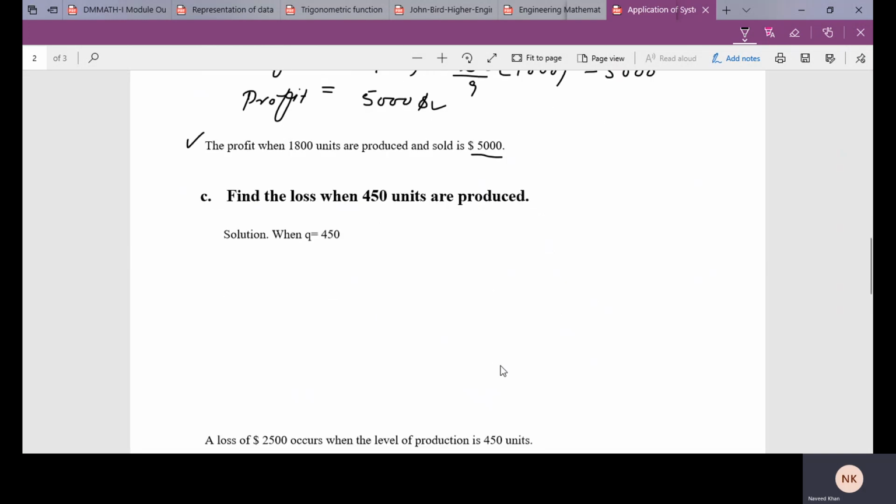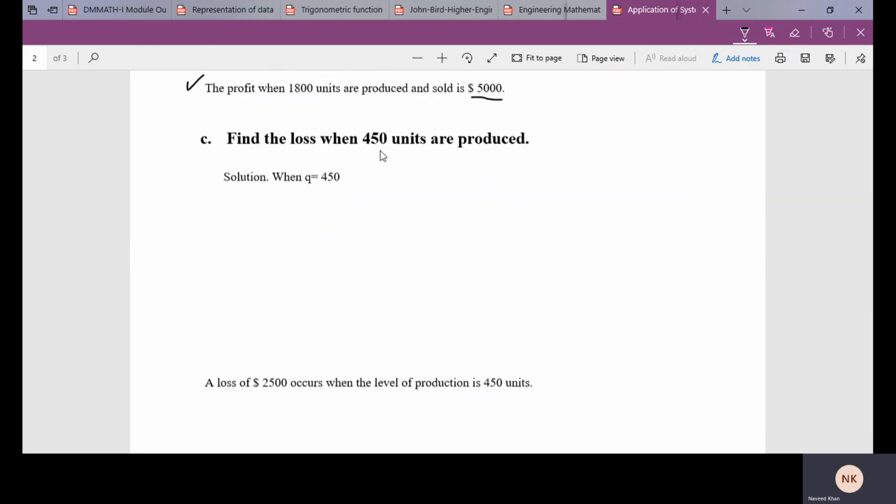Now in part C, we need to find the loss when 450 units are produced. It means that Q is equal to 450. So loss is equal to a negative profit. So the formula is total revenue minus total cost. So it will become 8Q minus the value for the total cost we have, which is 22 by 9 into Q plus 5000.